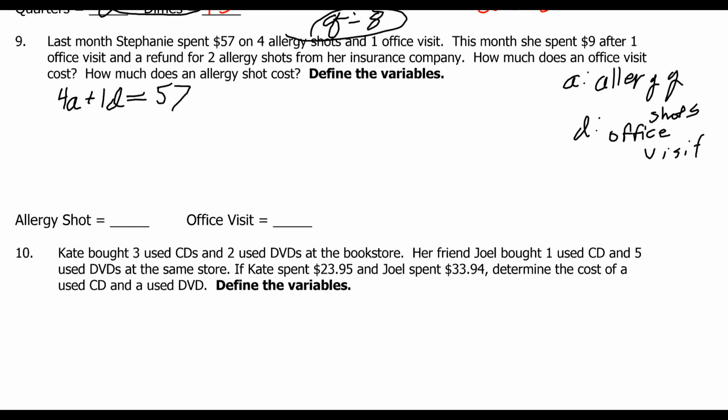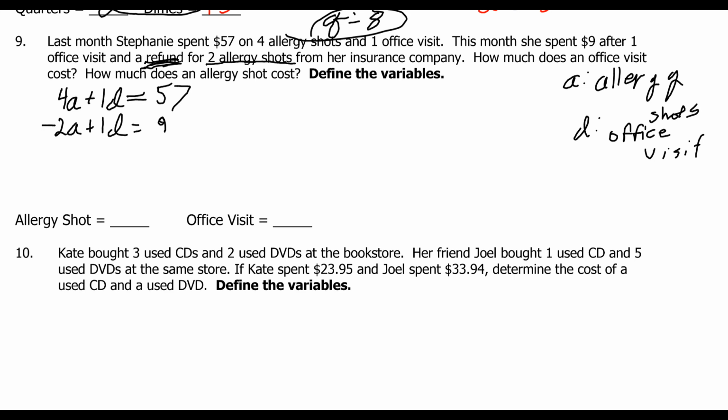This month she spent $9 after 1 doctor visit and a refund of 2 allergy shots. Whenever we get a refund, that means we're getting money back that we would normally have spent, so we subtract 2A. That equals $9. So we have 4A plus 1D equals 57, and negative 2A plus 1D equals 9.